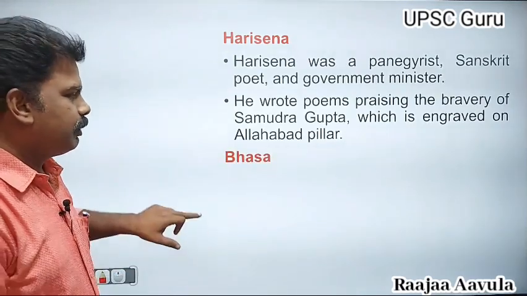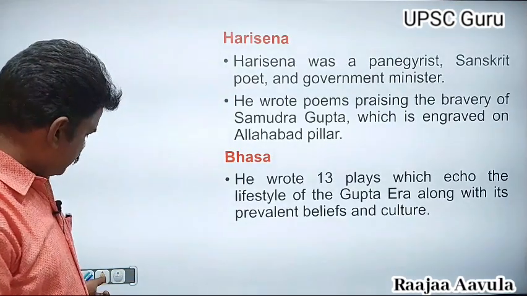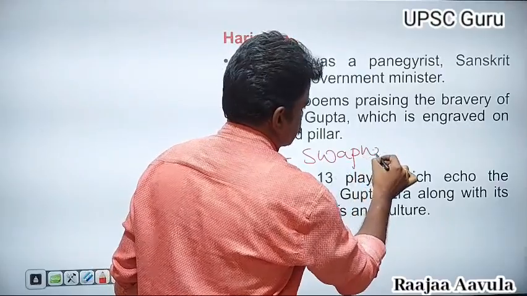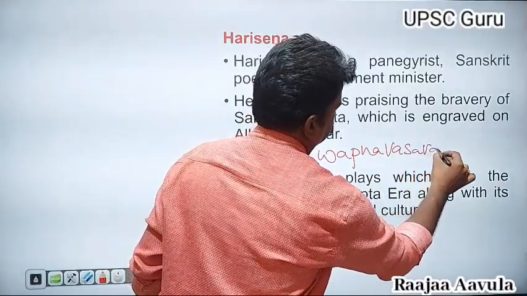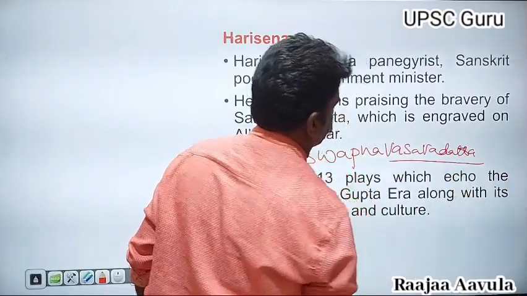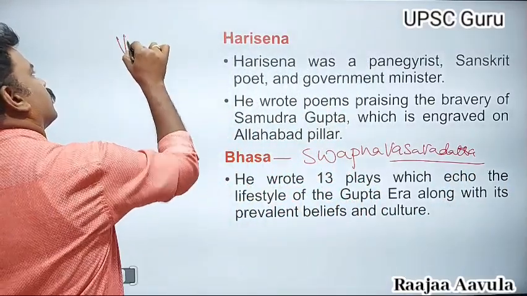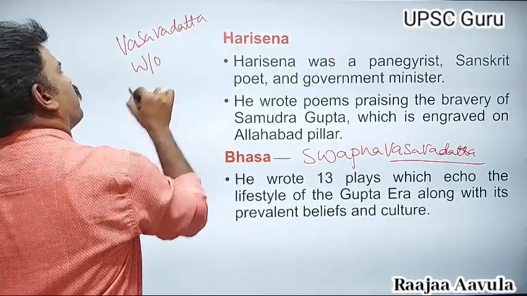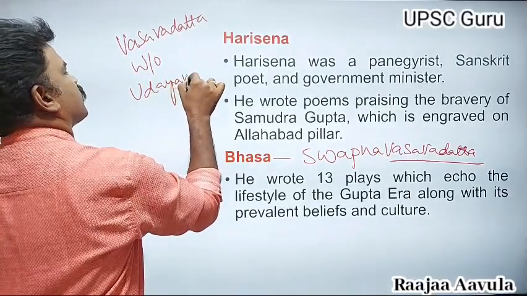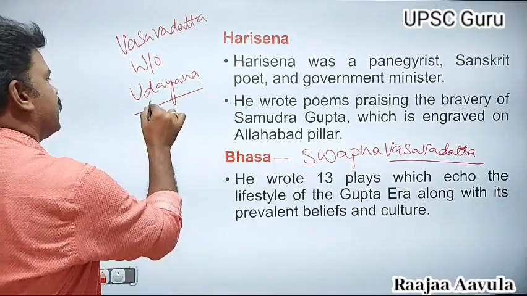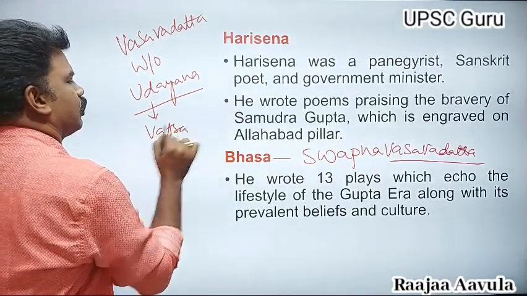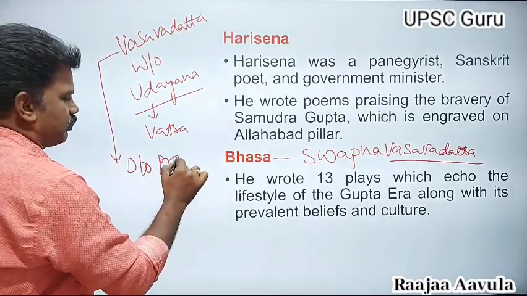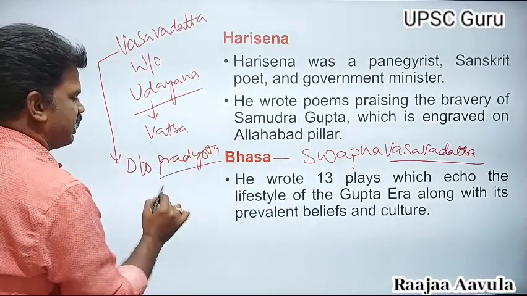After Harisena, Bhasa. He was a poet. He wrote Swapna Vasavadatta. Vasavadatta was originally the wife of Udayana. Udayana was the king of the Vatsa kingdom. Vasavadatta was the daughter of Pradyota, who was the king of Avanti.